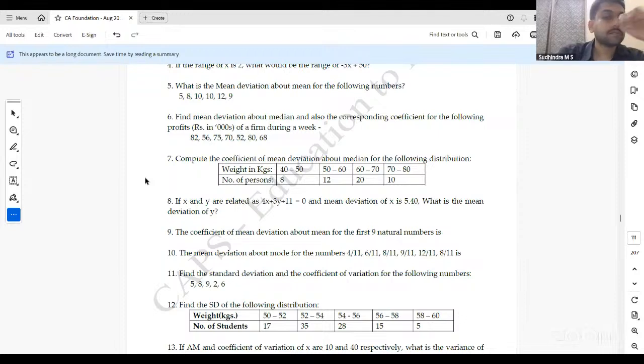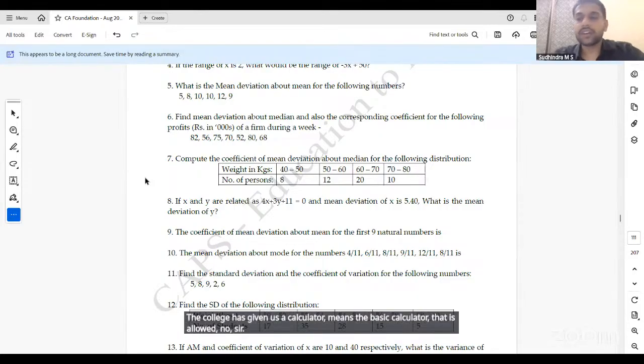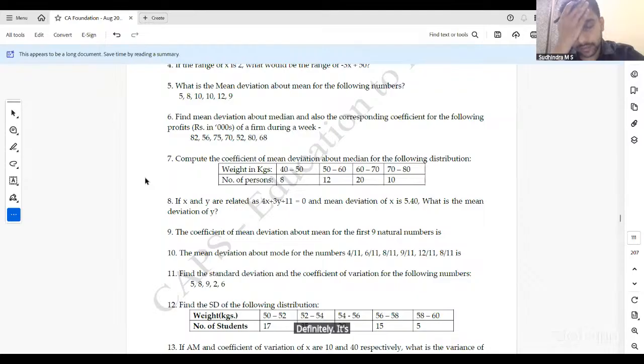Yes, Sahana, correct? Sir, college has given us a calculator, the basic calculator. That is allowed, no, sir? Definitely. It's a simple one, not scientific. If it is not scientific, then it will be allowed. A regular calculator means they will allow. Sir, eighth one, no, sir? Eighth one, correct. Dhanush, correct.